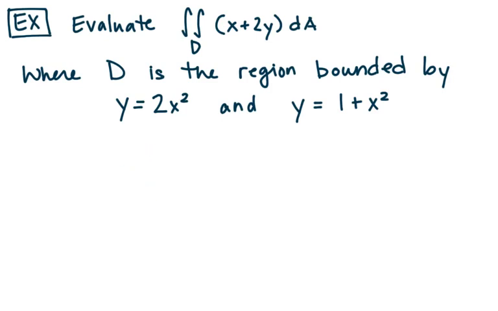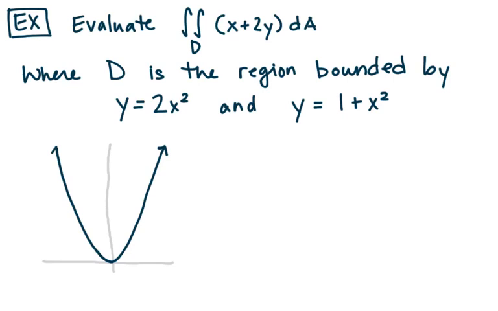So these are both two parabolas opening up. Y equals 2x squared opens up. It's stretched vertically twice as tall. So there we've got y equals 2x squared. And then we also have y equals 1 plus x squared, which is a parabola opening up. It's going to be a little wider than this and has a y-intercept of positive 1. So there's y equals 1 plus x squared.